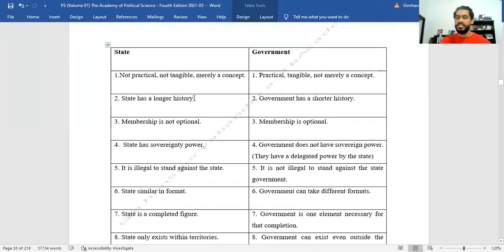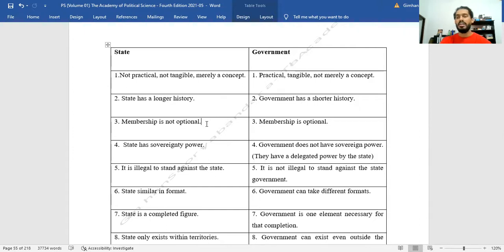State has a longer history, state has existed since, you know, tribal states, in Greek city-states and all. Well, the separate kind of a government sort of came into existence with national state coming into play. It was quite recent, like 300, 400 years ago. State, of course, membership is not optional, right? We are all members of Sri Lanka, so the state of Sri Lanka, and that was not optional.